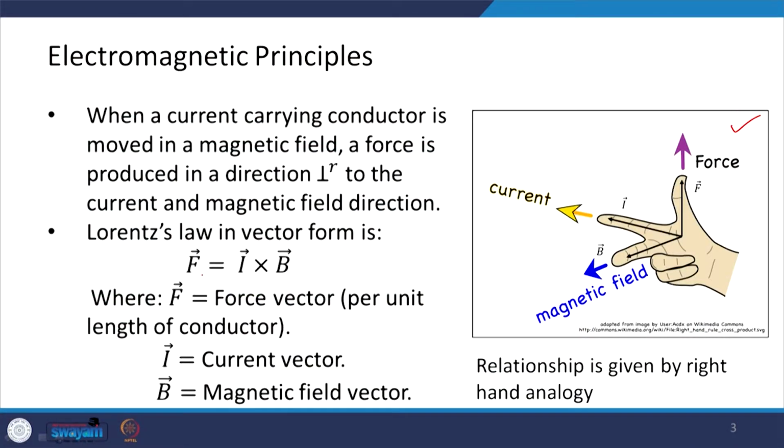The Lorentz law in vector form is represented by F equals I cross B, where cross is the vector cross product. Here F is the force vector expressed per unit length of the conductor, I is the current vector, and B is the magnetic field vector. And this relationship is given by the right hand rule as I showed you.